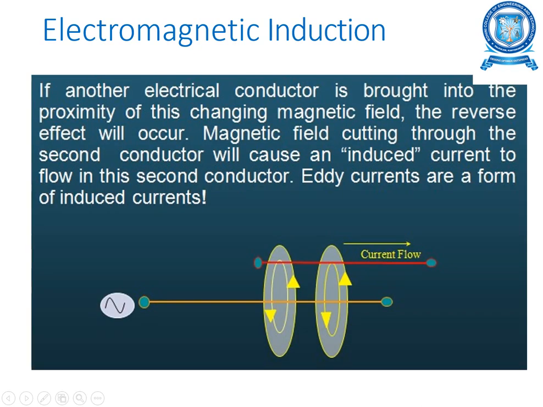And here you can see this, when another electrical conductor is brought into the proximity of this changing magnetic field, the reverse effect will occur. So this magnetic field, cutting through the second conductor, will cause an induced current to flow in the second conductor, and hence eddy currents are a form of induced current.